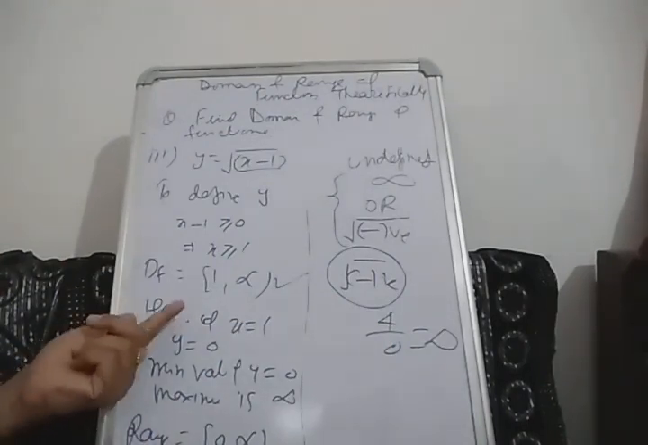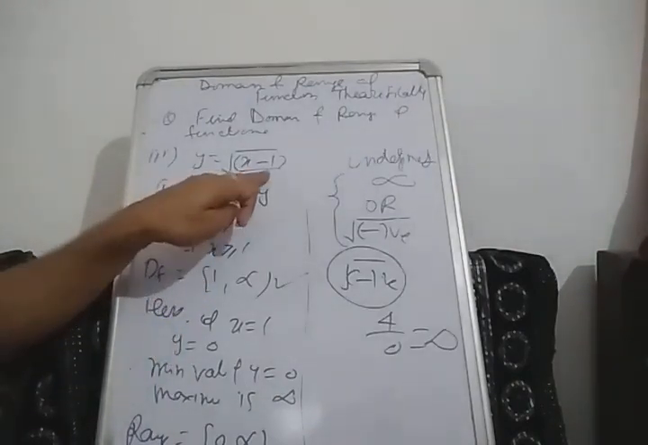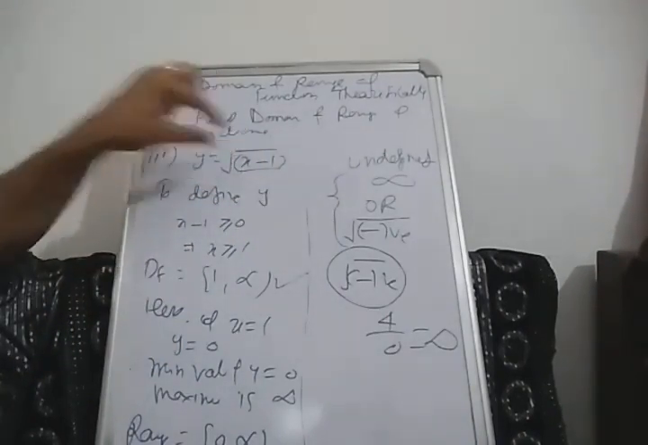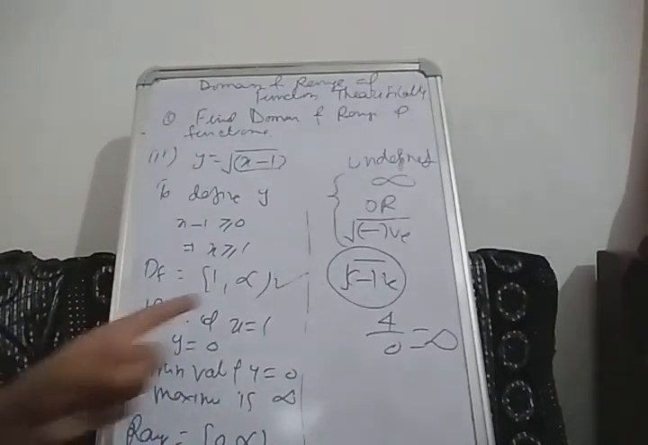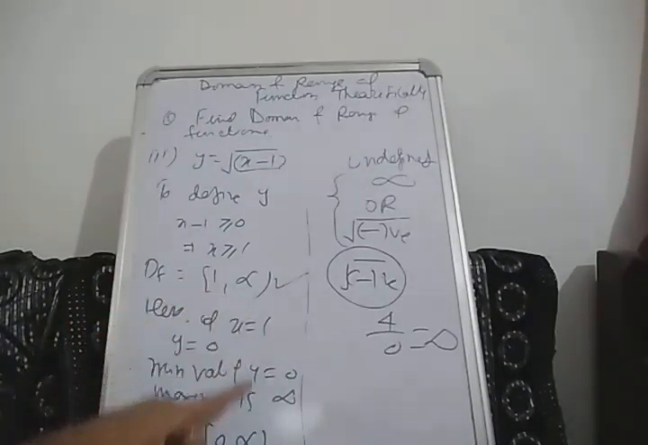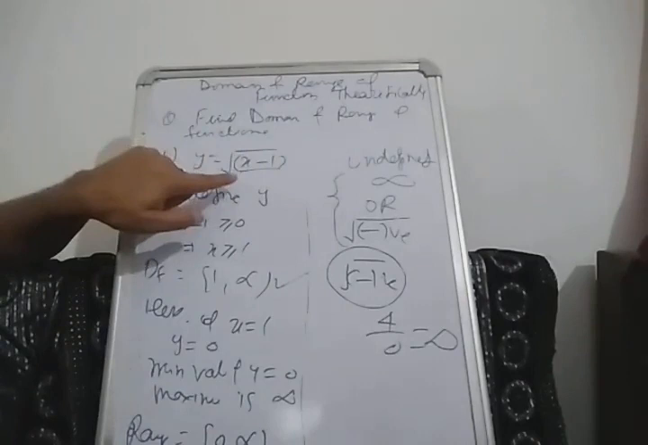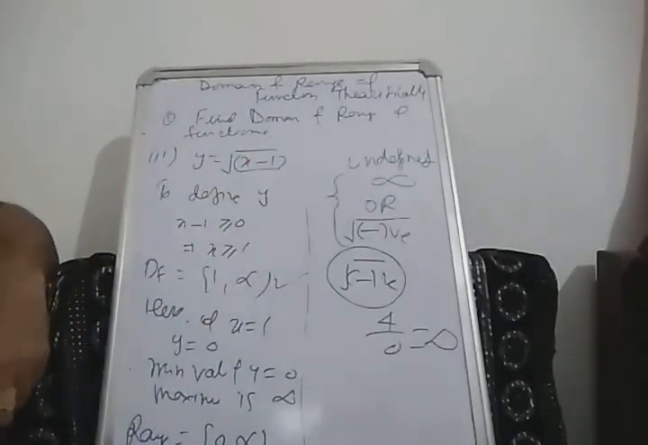Now if I ask you what will be the minimum value of y and what is the maximum value of y, if you put 1 here, 1 minus 1 is 0, and square root of 0 means 0, so y is coming 0, right? The minimum value of y is 0. And what is the maximum value? As we don't know the maximum value of x, we don't know the maximum value of y, because if you put 1 lakh, that will be square root of 99,000. And what is the square root of 99,000? Something that is a very big quantity.